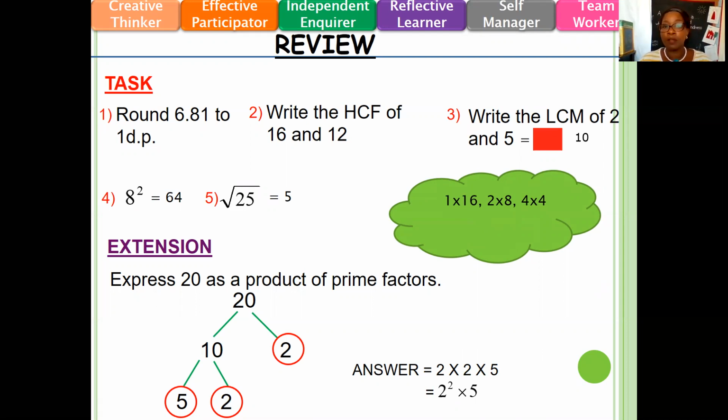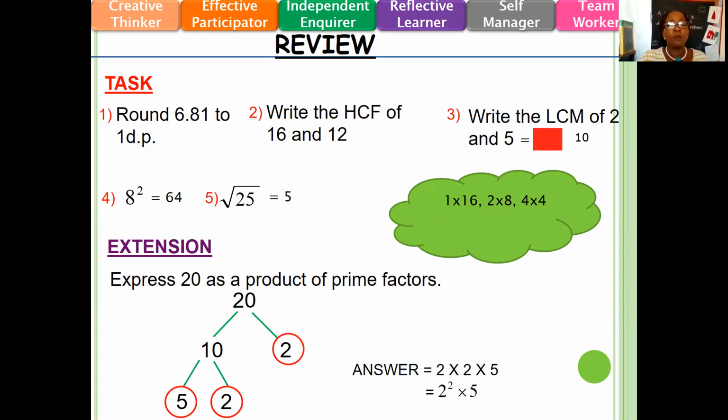And first one out the gate will be 1 times 16. A lot of times we take it for granted and we forget the 1. But the first pair I want you to think about, 1 times 16, 1 times the number. Then we have 2 times 8, 4 times 4.